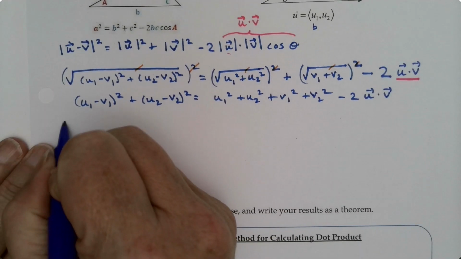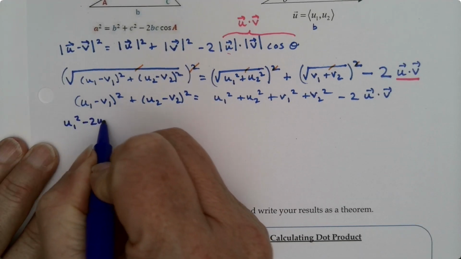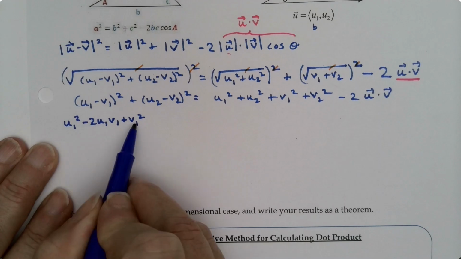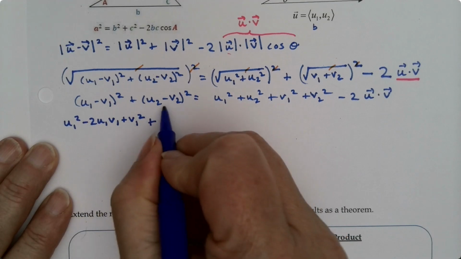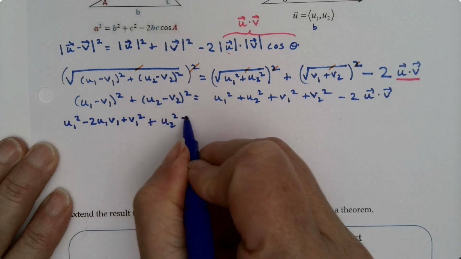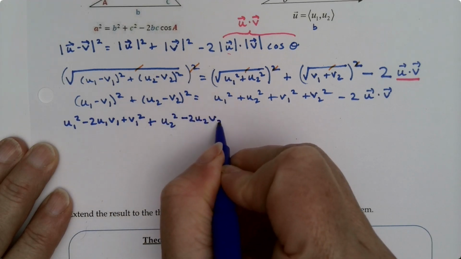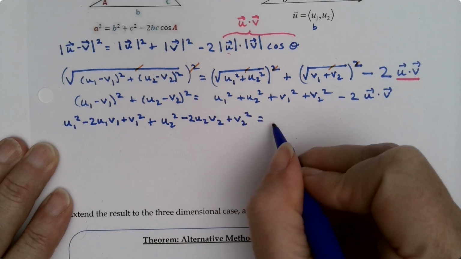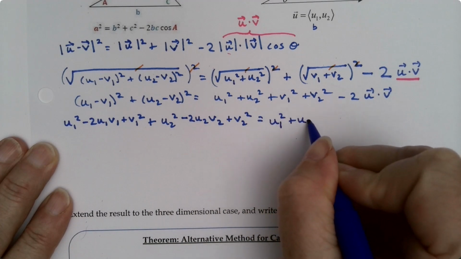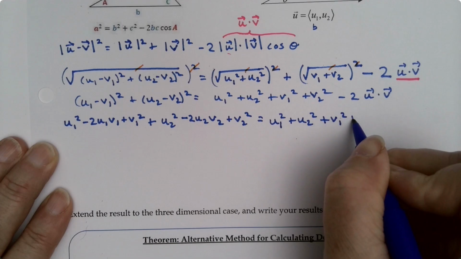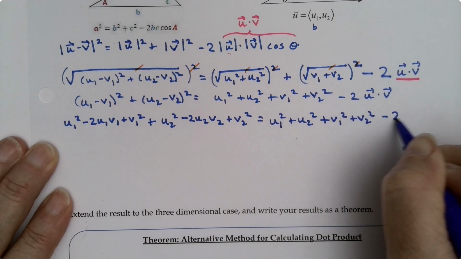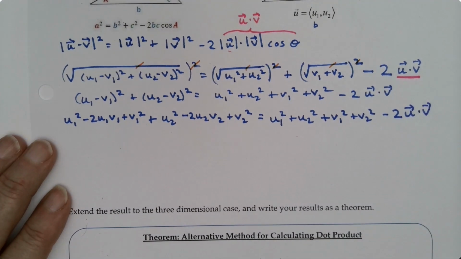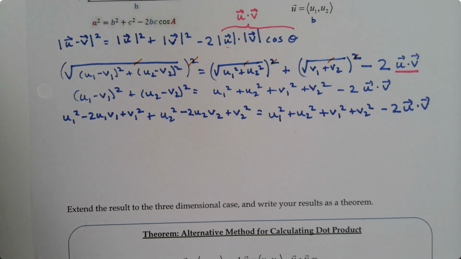So that's u1 squared minus 2u1v1 plus v1 squared. First, outers, inners, last. Plus, then you have to do it again for this one, u2 squared minus 2u2v2 plus v2 squared equals, and then all the stuff on the right side, u1 squared plus u2 squared plus v1 squared plus v2 squared minus 2 times the dot product of u and v. Oh my goodness, it looks so horrible.